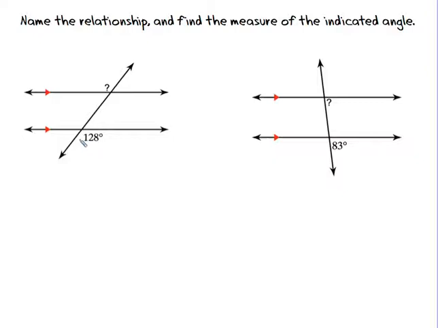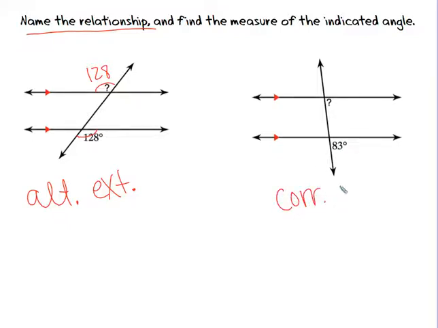So this one right here and this one right here are what kind of angles? This tells us to name the relationship. These are alternate exterior angles. So this would also be 128. These are corresponding angles. Sorry, I forgot my angle sign, which would mean they're congruent. So that would be 83 degrees.